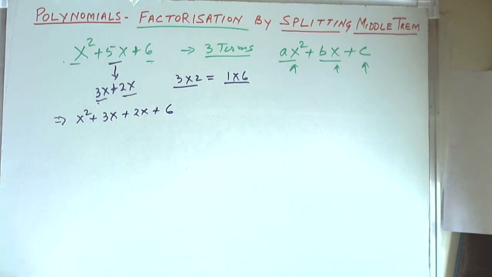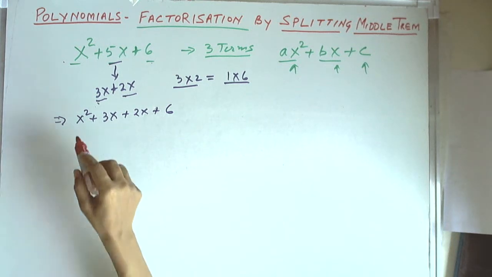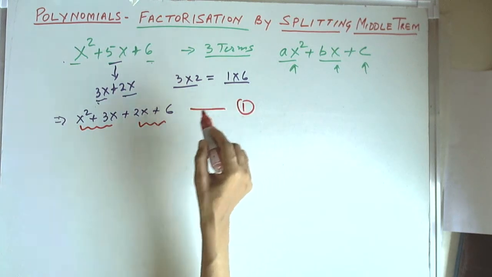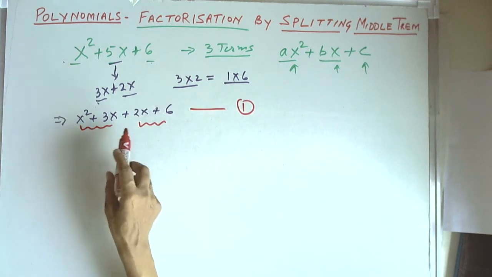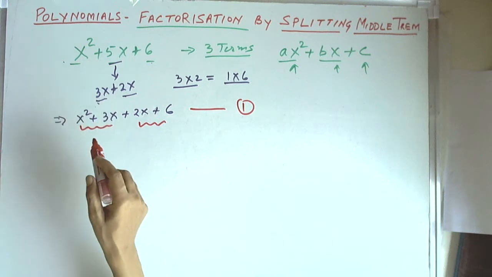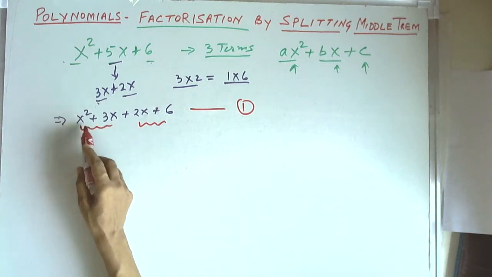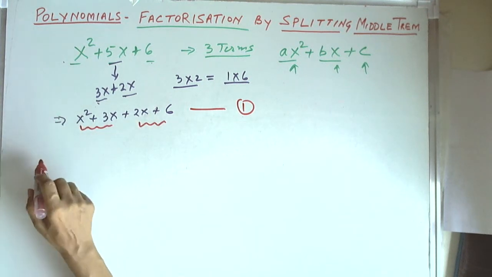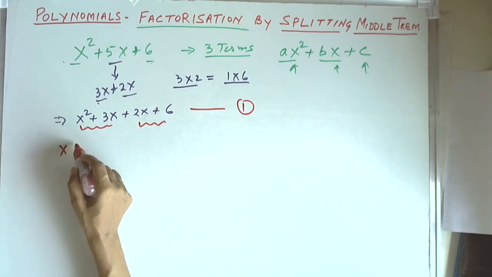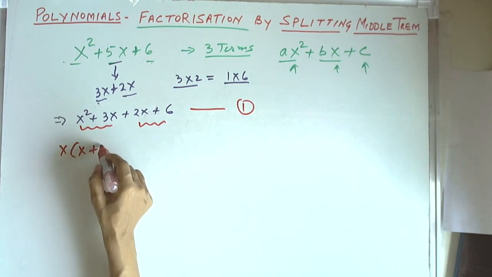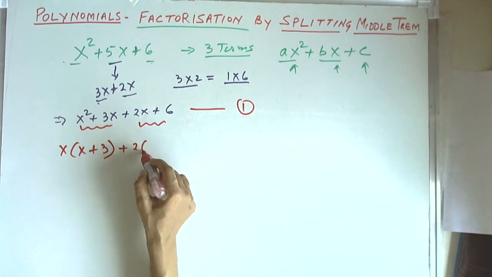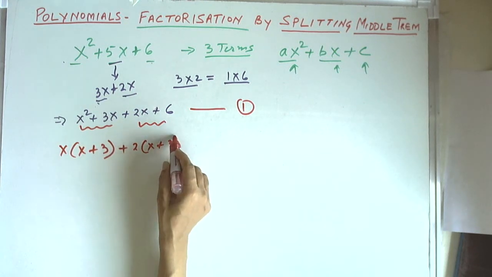After that we do pairing or grouping. So this is the second step. So this is first, and then we do pairing, and then we again apply the common factor method. So we find the common factor in the first pair and separately in the second pair. In the first pair, the common factor is x, so it becomes x plus 3. And in the second one, the common factor is 2, so this becomes x plus 3.